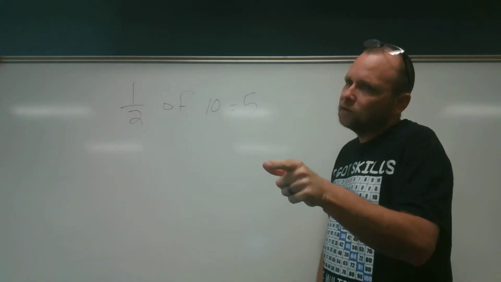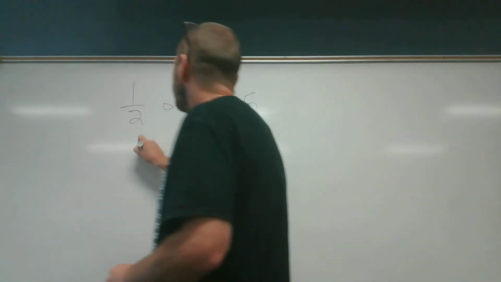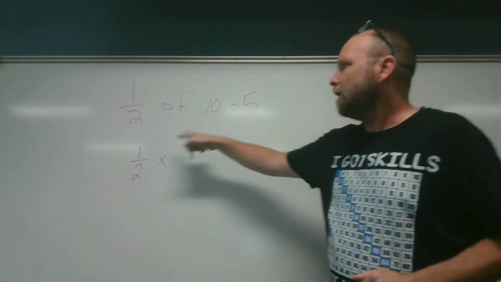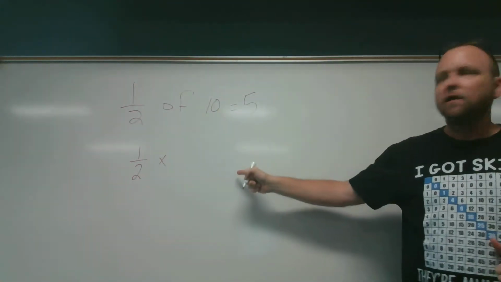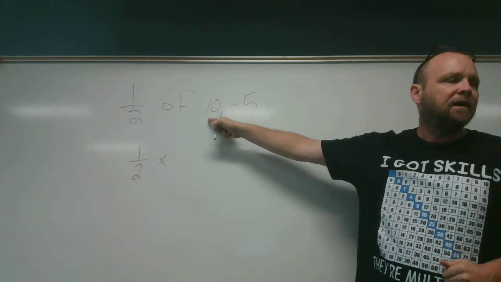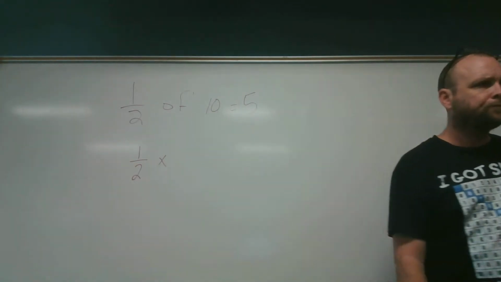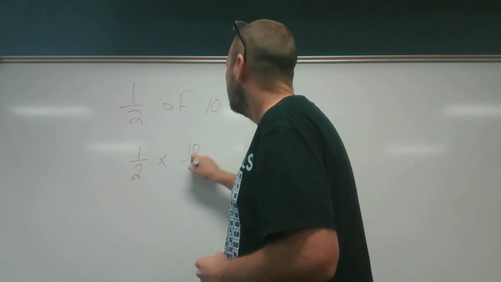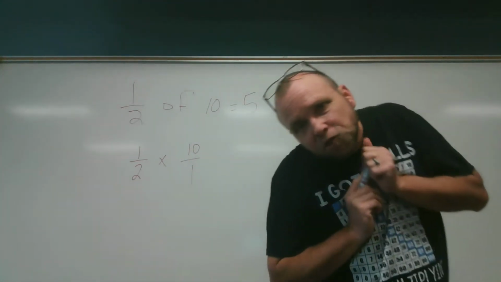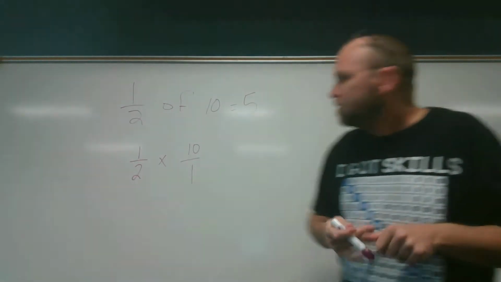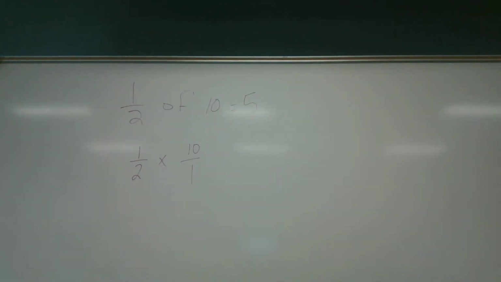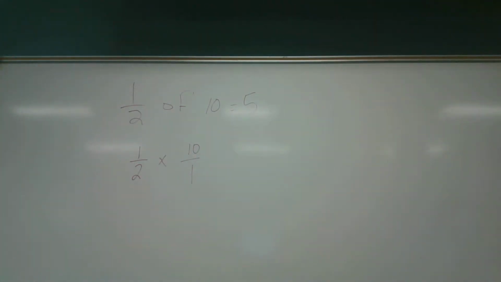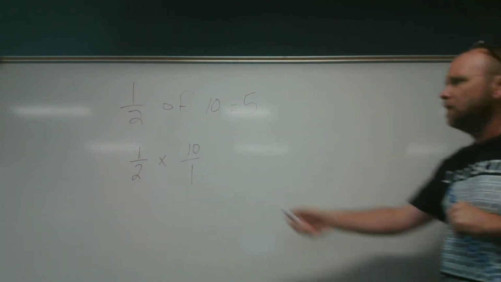Well, let's prove it. Because when you multiply, you go straight across. But I have to have a numerator and denominator. So Kinley, how do I make 10 into a fraction that equals 10? 10 over 1. Excellent. 10 over 1. And now, when we multiply fractions, it's straight across. Numerator times numerator, denominator times denominator.